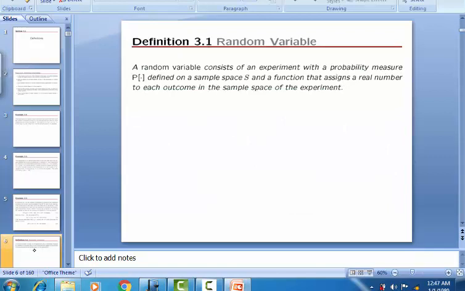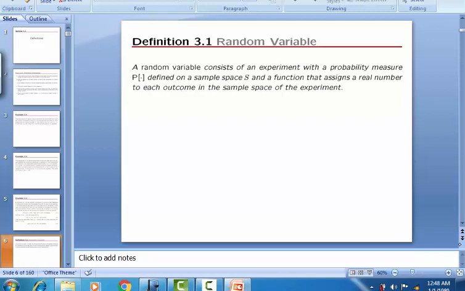So now is the definition. What is a random variable? A random variable consists of an experiment with probability measures defined on a sample space S and a function that assigns a real number to each outcome in the sample space of the experiment. So a random variable actually assigns a real number to the outcomes. If you assign a real number to the outcomes of the experiment, you call it a random variable. If this number is discrete, we call it a discrete random variable. If it is continuous, we call it a continuous random variable. So the basic idea in a random variable is to assign the real number.